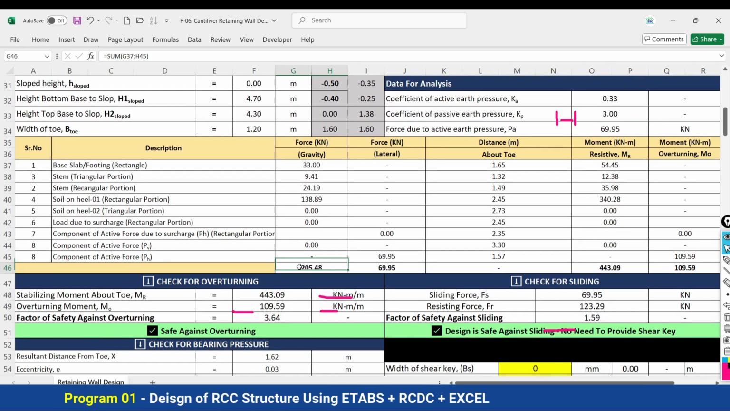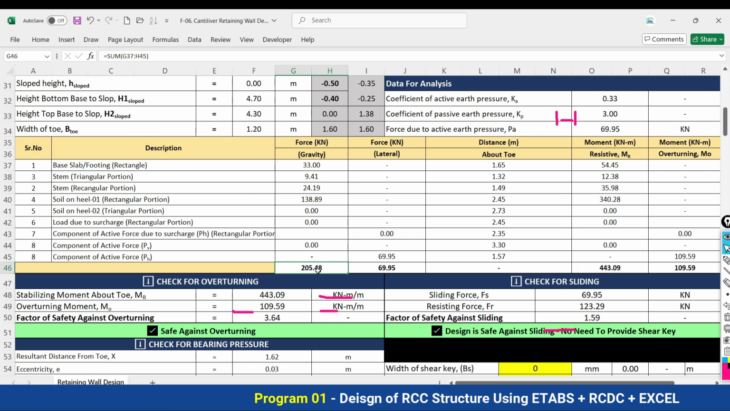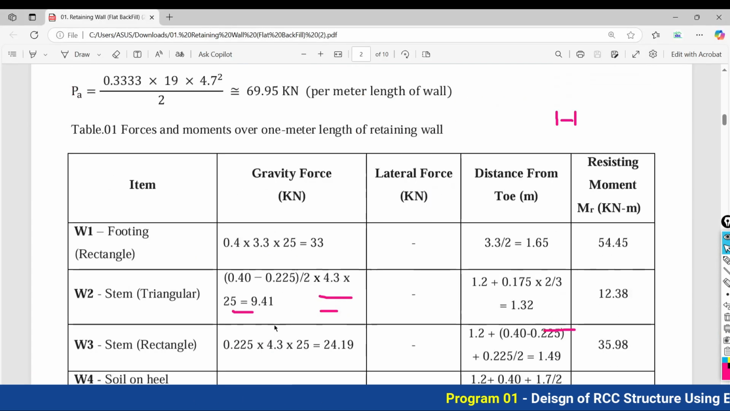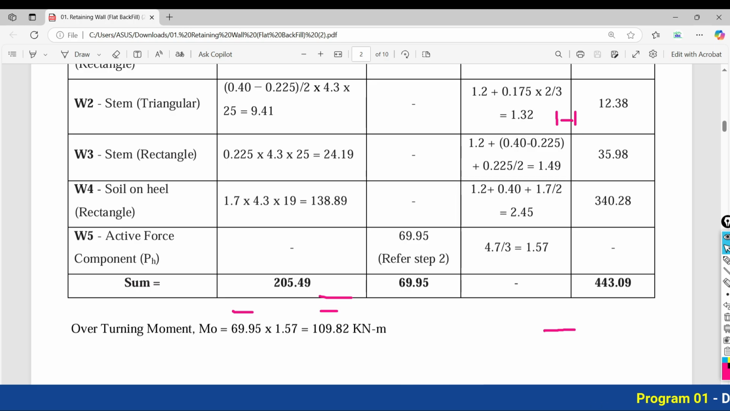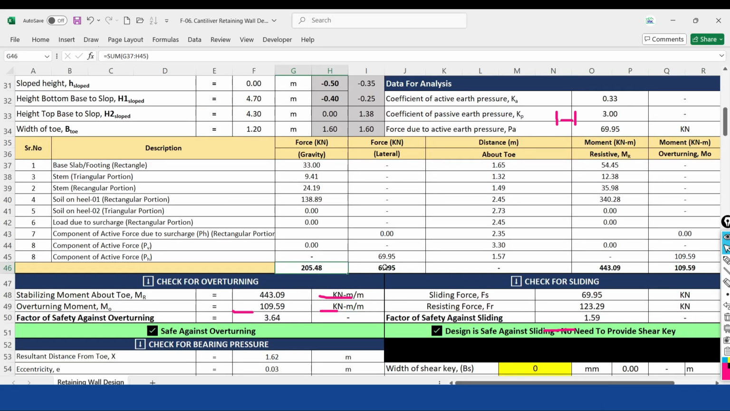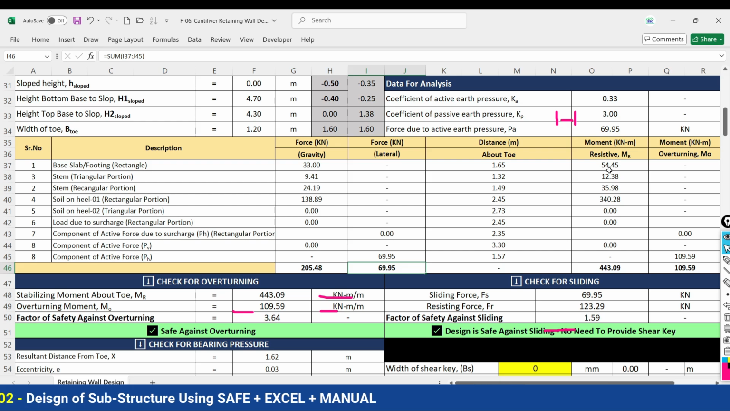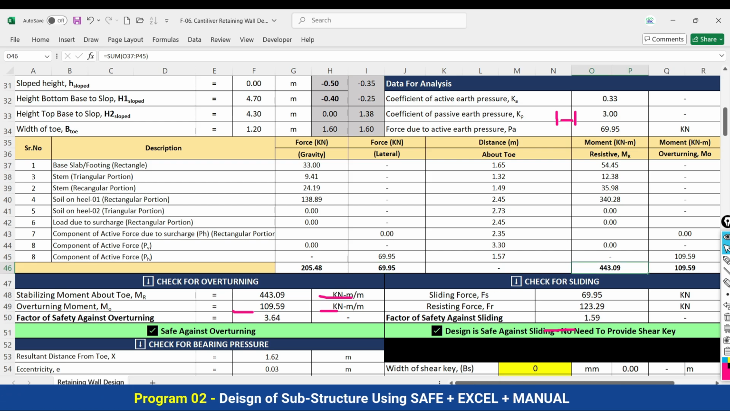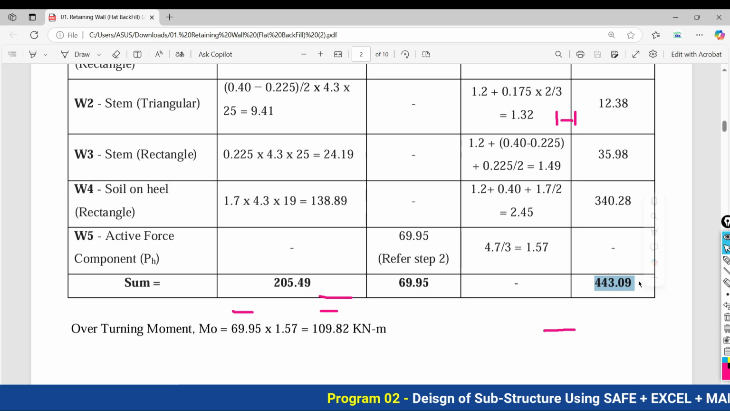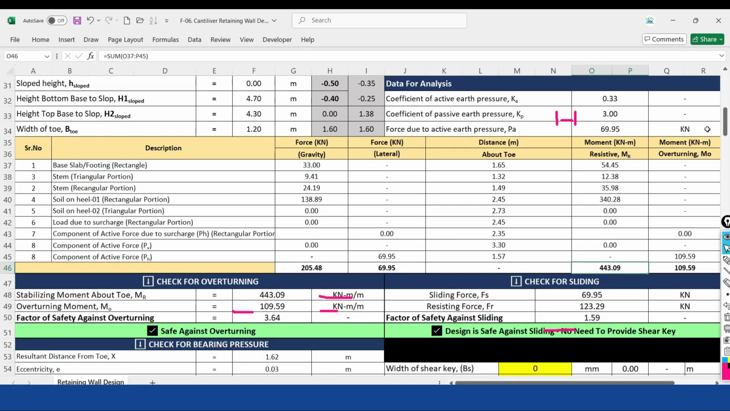Now total force 205 kilonewton, 205.48 in your manual calculation you can see 205.49, and in your excel sheet also the same thing. Lateral force 69.95, in your manual calculation 69.95. Next is your resistive moment 443, and when you see it, it is 443. Overturning moment 109.82, and here overturning moment 109.59, very close values, so the calculation has been done.